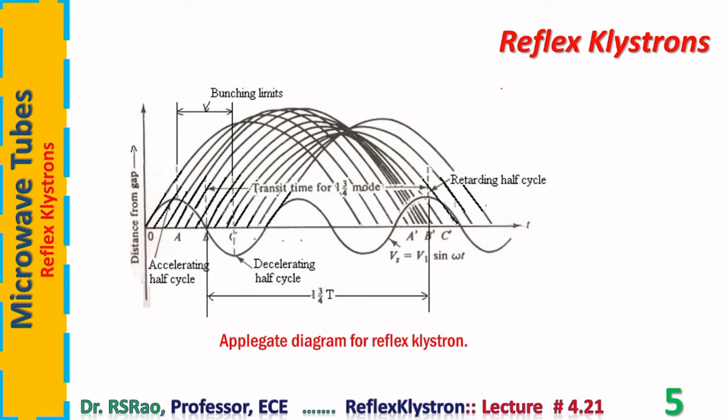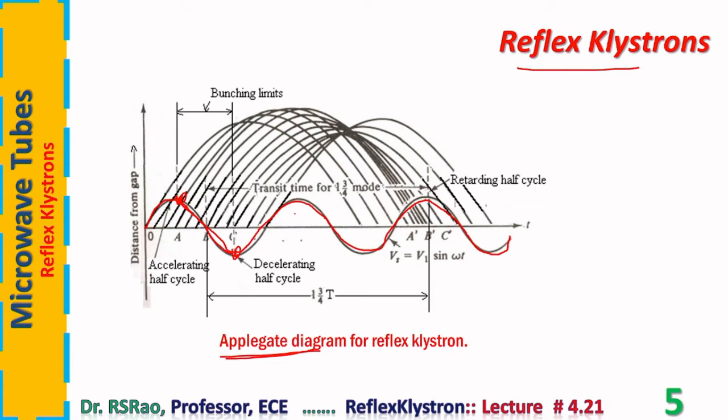The functioning of reflex klystrons can be further understood by considering the Applegate diagram. In this diagram, one can see the gap voltage. This is the gap voltage, a single component. Electrons crossing the gap during the variation of gap voltage from positive peak to negative peak participate in the bunching process. Electrons which cross from negative peak to positive peak do not participate in the bunching process.